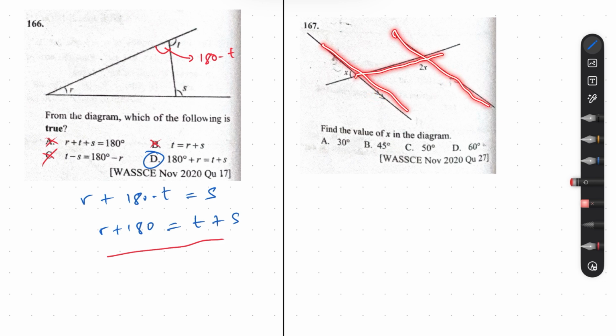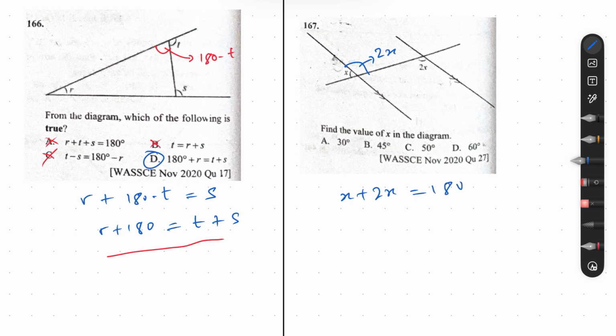We can have alternate angles. Because they are parallel to each other, we can have alternate angles. So this angle here will be equal to this angle here. So this angle is also 2x. Now we know that the sum of angles on a line add up to 180. So that means x plus 2x should give us 180. So x plus 2x is equal to 180.